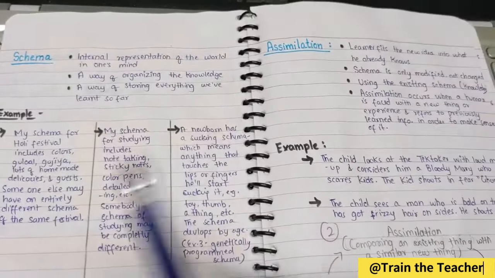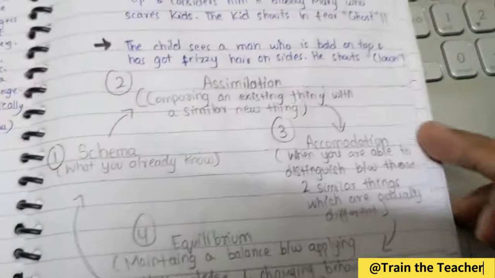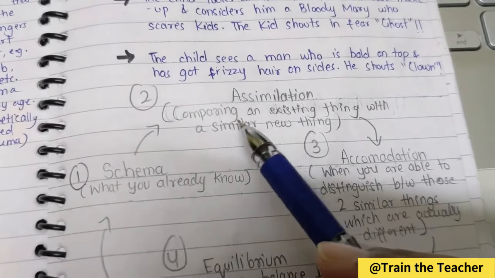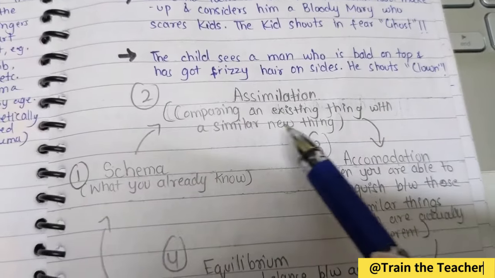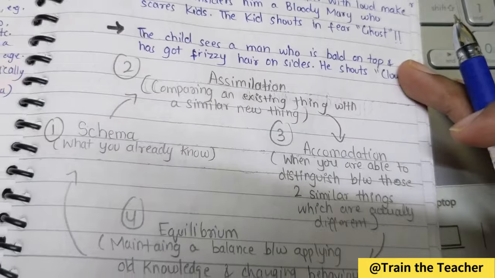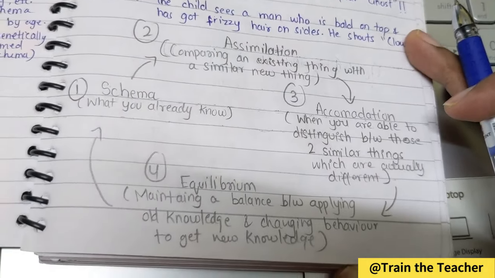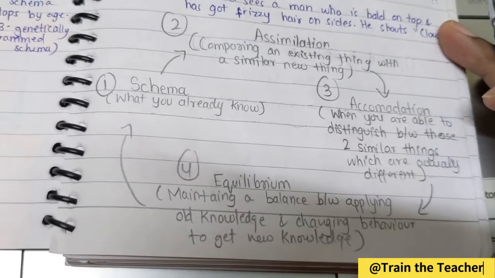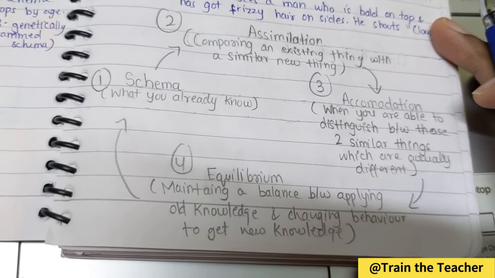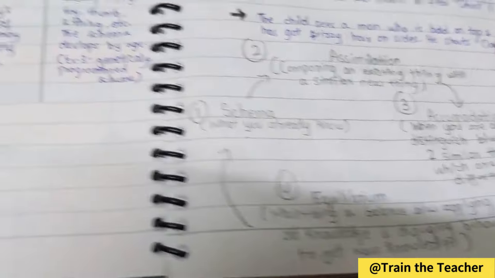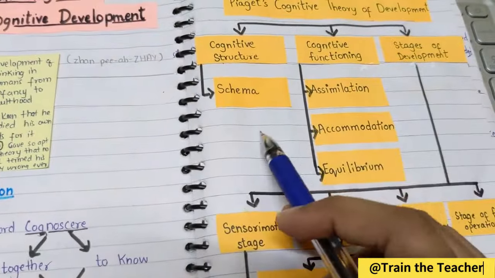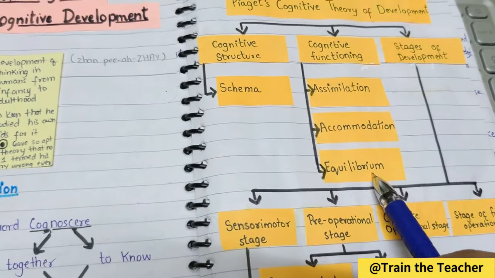Equilibrium, accommodation, assimilation. You can also refer to this mini chart. Schema, what you already know. Assimilation, comparing an existing thing with a similar new thing. Accommodation, when you are able to distinguish between those two similar things which are actually different. And equilibrium, maintaining a balance between applying old knowledge and changing behavior to get new knowledge. So this was all about schema, assimilation, accommodation and equilibrium.